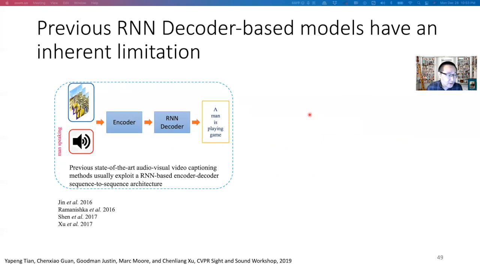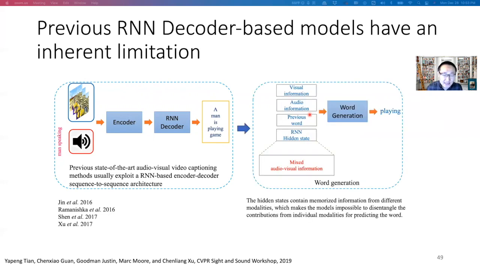Current methods usually explore the RNN-based encoder-decoder sequence-to-sequence architecture. When generating the next word, the decoder will use visual information, audio information, the first word, and the RNN hidden state. However, the hidden states contain memorized information from different modalities, which makes the models unable to disentangle the contribution from individual modalities for predicting the next word.